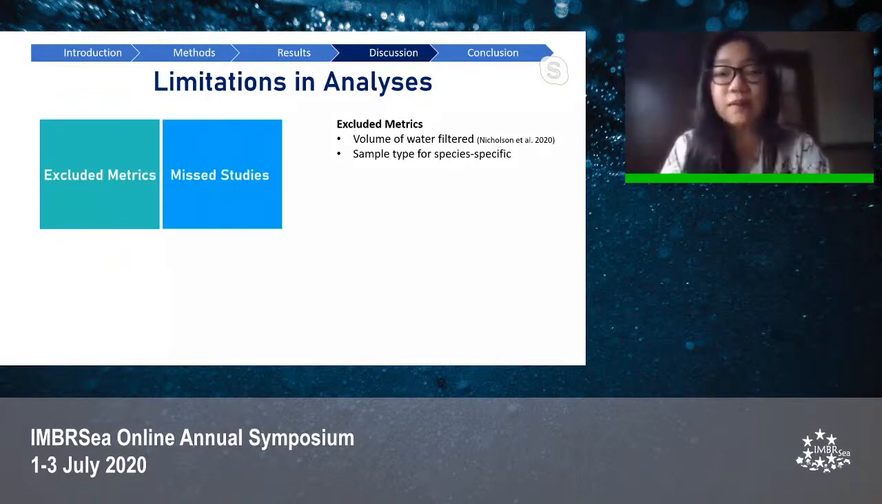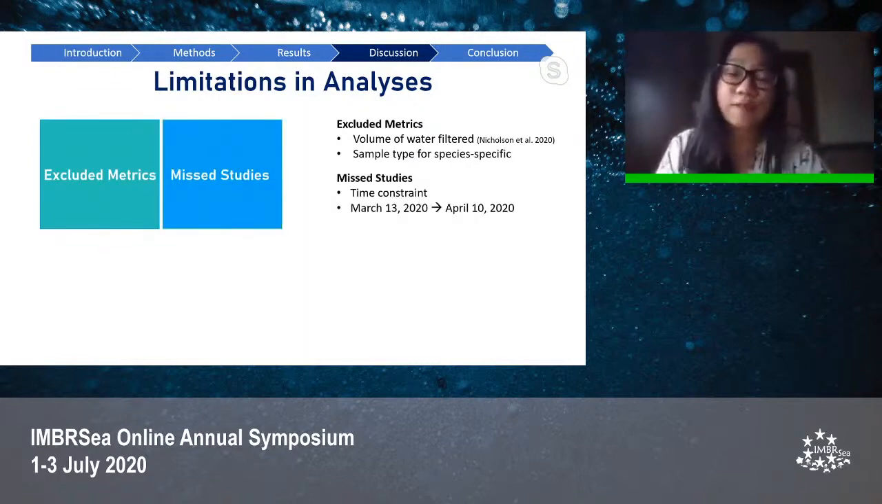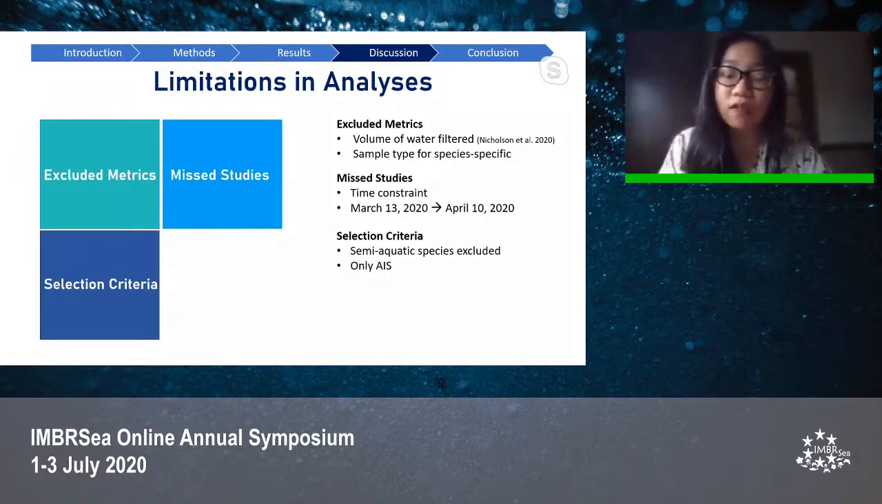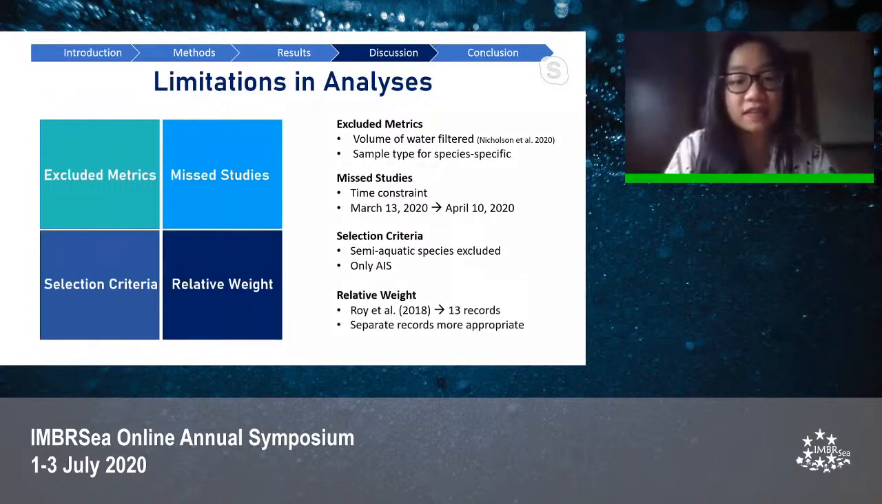There was also the time constraint that the literature search only took place over roughly 1 month, so relevant studies may have been missed. And also, only fully aquatic species were included, and they had to have been invasive to meet the selection criteria. And another consideration is actually the relative weight assigned to each study, because some references had a higher effect on the results than others, such as Roy et al. 2018, which was responsible for 13 records in that year.